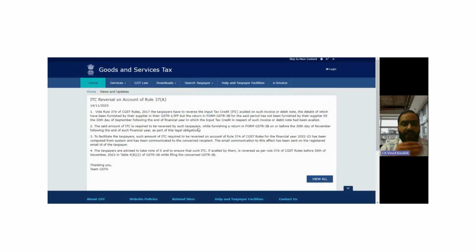They will tell us the ready-made figures, which we will check, and we will talk with our suppliers, and then we will have to reverse that credit under table number 4B2. So this was a quick discussion on the recent update issued by GSTN on 14th of November 2023.